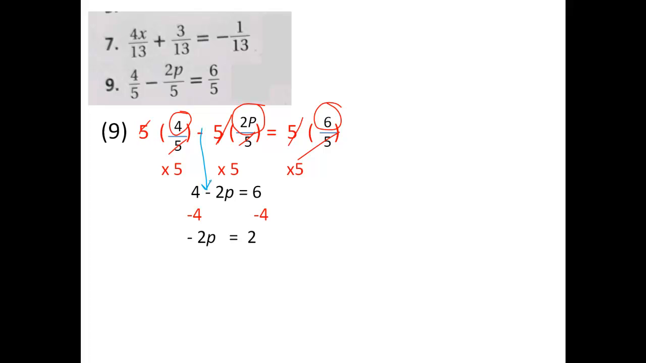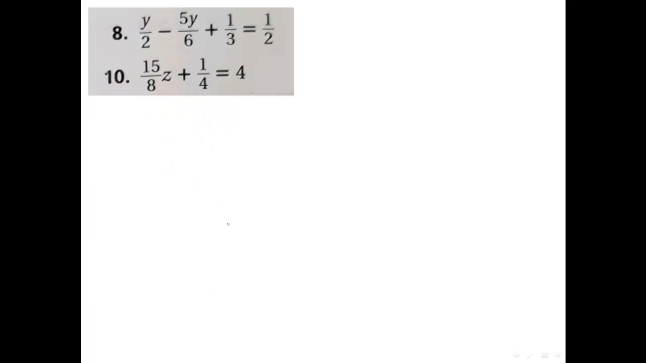Then we will divide by negative 2 on both sides. Negative 2 divided by negative 2 is 1, equals positive 2 divided by negative 2, which is negative 1. So p equals negative 1. Let's check our next question, question 8: y over 2 minus 5y over 6 plus 1 over 3 equals 1 over 2.